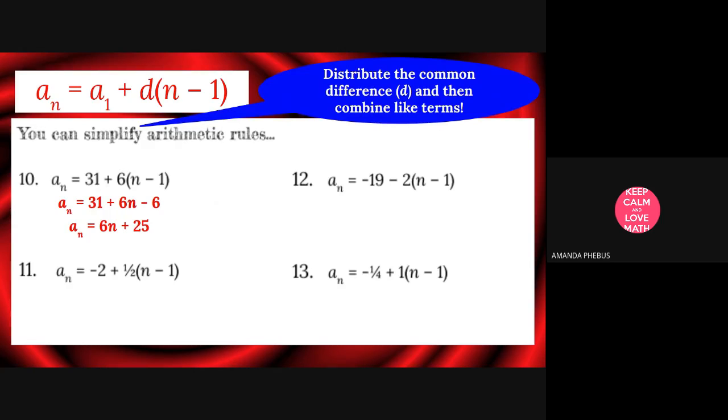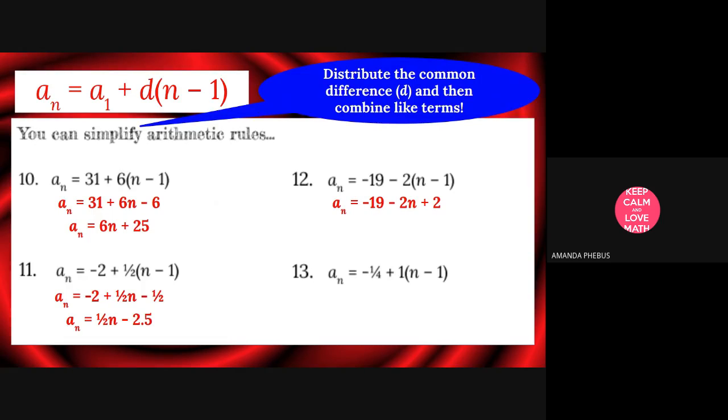All right, number 11, let's distribute that 1/2. So I've got negative 2 plus 1/2 n minus 1/2, and then I can combine negative 2 and negative 1/2 and get 1/2 n minus 2.5, or 5 over 2. I'm not going to be really picky about those because you should know by now that all of those are the same thing.